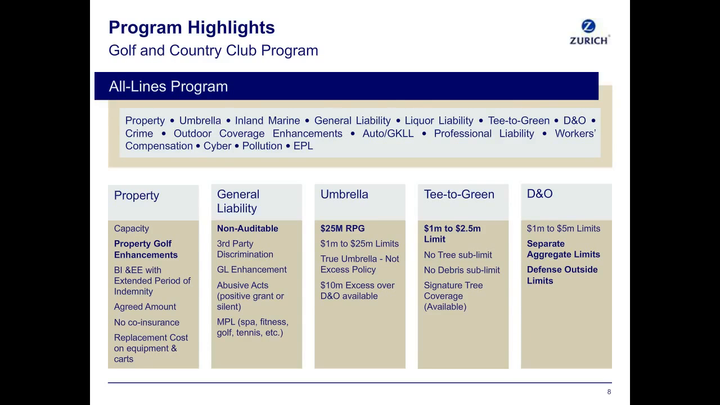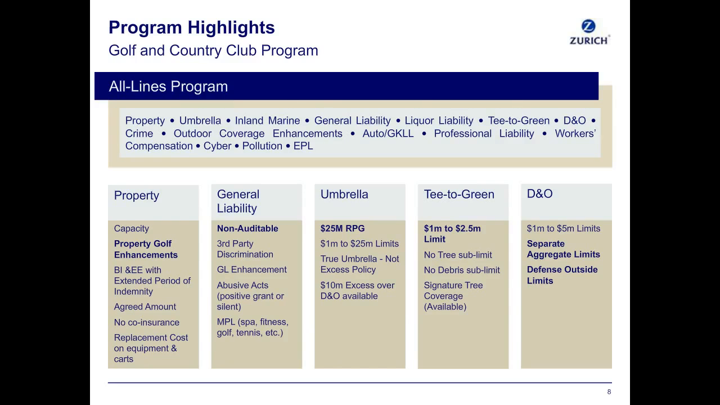Lastly, D&O and EPLI. Our program is supported by 4 different carriers outside of Zurich for this line of coverage. We offer $1 to $5 million of limit, and we can also offer separate aggregates for both D&O and EPLI, so one does not erode the other. And defense is normally found outside the limit for most clubs.